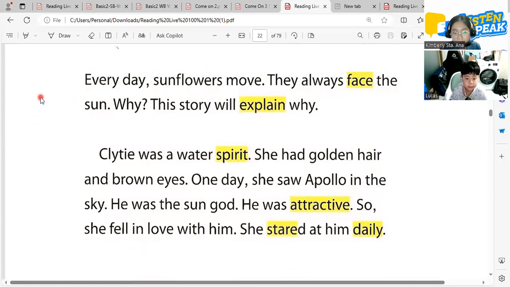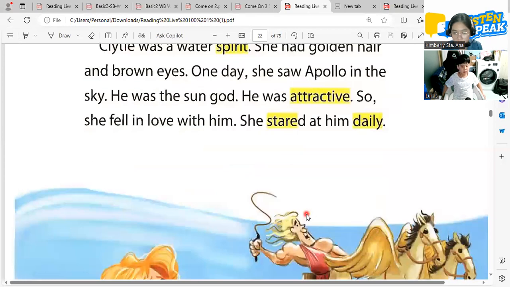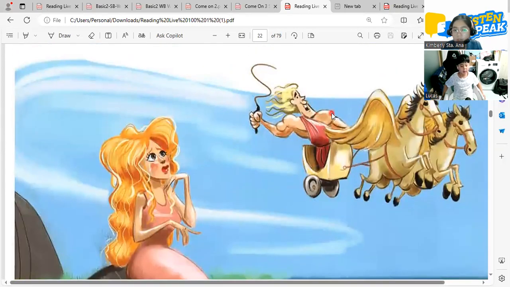What's the name of the water spirit? It's Clytie. Yes, Clytie was a water spirit. What is the color of Clytie's hair and eyes? She had golden hair and brown eyes. Yes, and one day Clytie saw Apollo. This is Apollo. He is so attractive. So Clytie fell in love with Apollo.